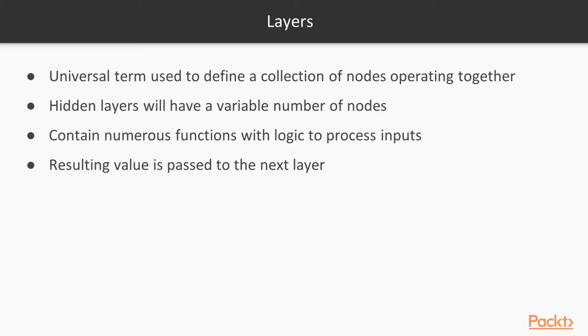Next, let's look at layers. The layer is a universal term used to define a collection of nodes operating together at a specific depth within an artificial neural network. Hidden layers will have a variable number of nodes. Each of those nodes will contain numerous functions with logic to process the inputs and calculate a result. The resulting value is then passed to the next layer.